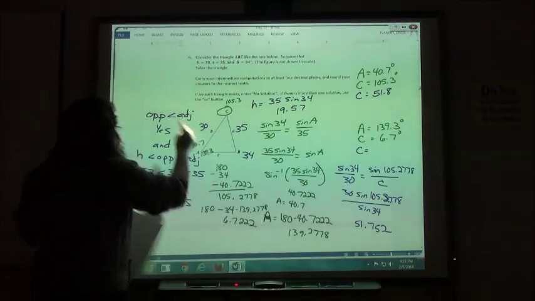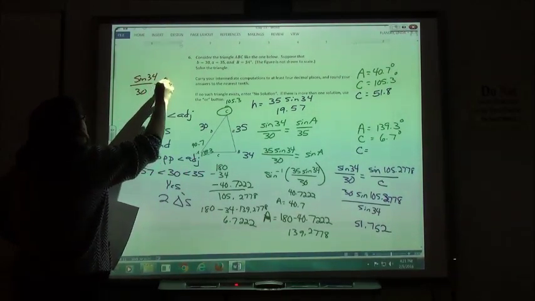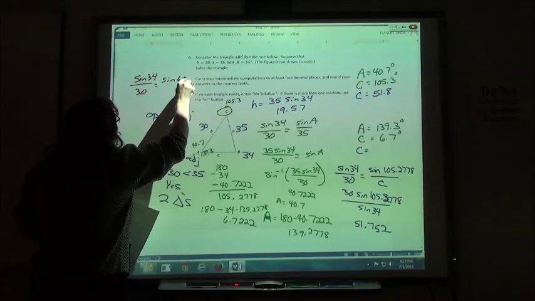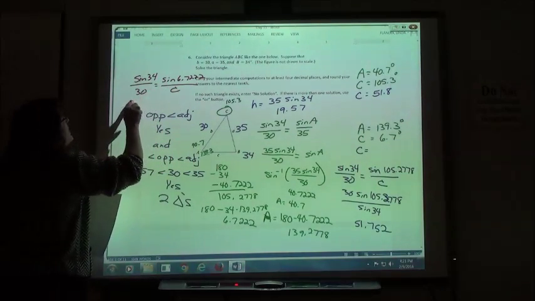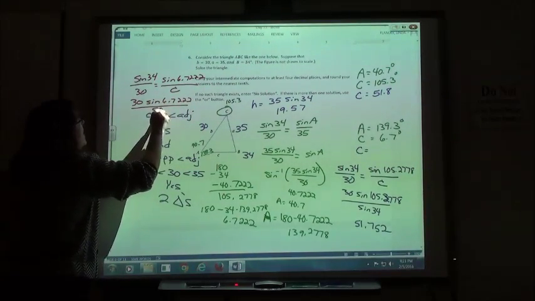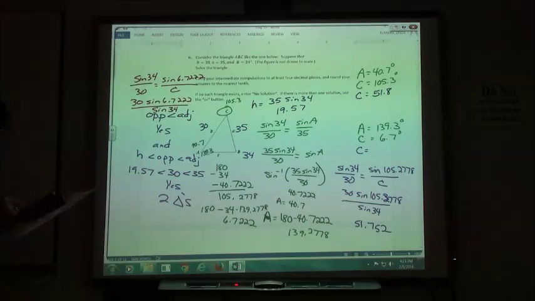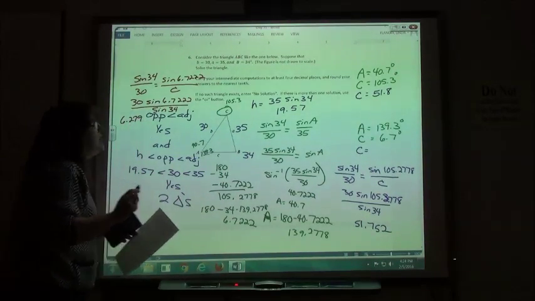So again, my law of sines, I'm going to take my sine of 34 over 30 equals the sine of 6.7222 over C. So when we solve that, we would take 30 times the sine of 6.7222 divided by the sine of 34, which gives me 6.279. 6.279 rounds off to 6.3.